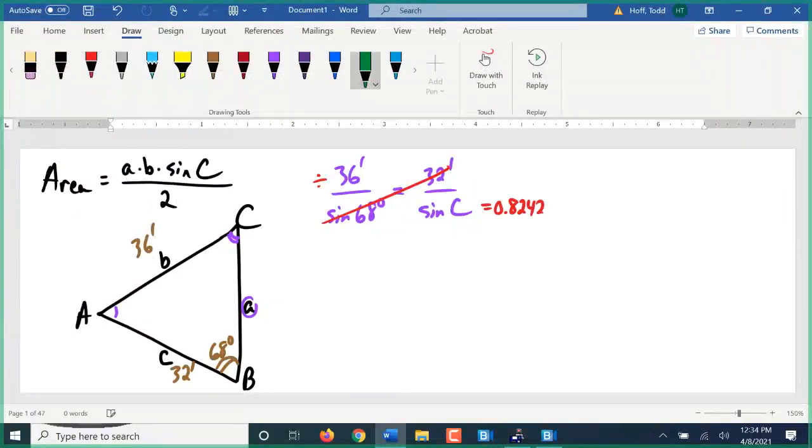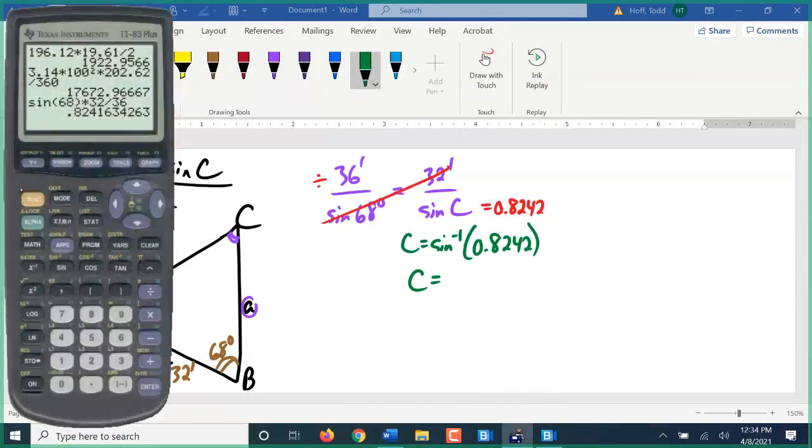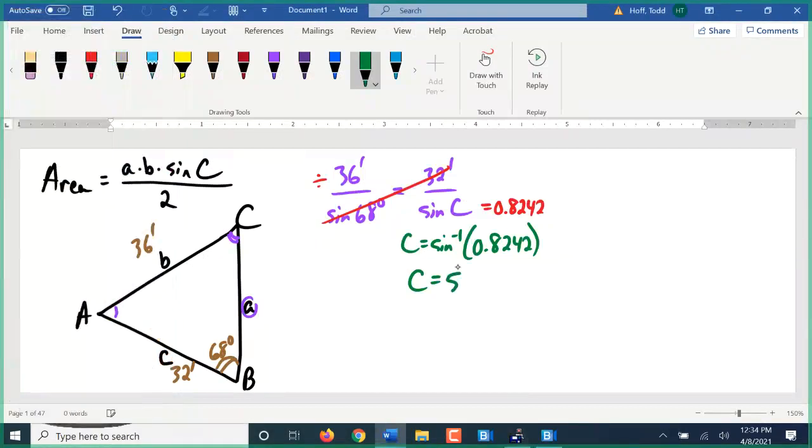So the sine of C equals 0.8242. So C is the inverse sine of 0.8242. And I'm just going to do that right on my calculator without clearing it out. Second sine, second answer, to get 55.50 degrees. So angle C here is 55.50 degrees.